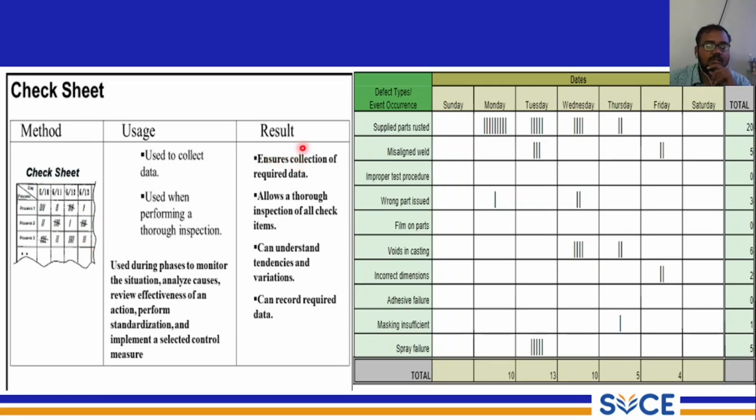The desired result of the check sheet is that it ensures collection of the required data, and through proper inspection of all the items, you can understand whether the process has any variations, or any tendency to move away from the required standard performance. An example of a check sheet is listed here. For a week, how many defect types and how many events have occurred? You have categorized them into types such as wrong part issued, incorrect dimension, and adhesive failure, and you count them on a weekly basis, so you can find the total number of defects that occurred over a period of time.